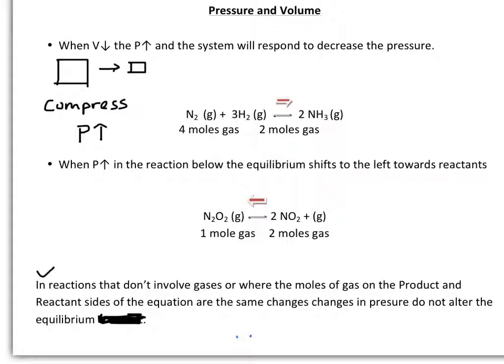So what happens to the reacting system? Well, the equilibrium is going to shift in such a way that will reduce the pressure. So in this particular reaction, we have 4 moles of gas on the reactant side and 2 moles on the product side. In order to reduce the pressure in this equilibrium system, we can shift that equilibrium to the product side. So what we're doing here is we're shifting the reaction to favor the side of the reaction with the least moles of gas.